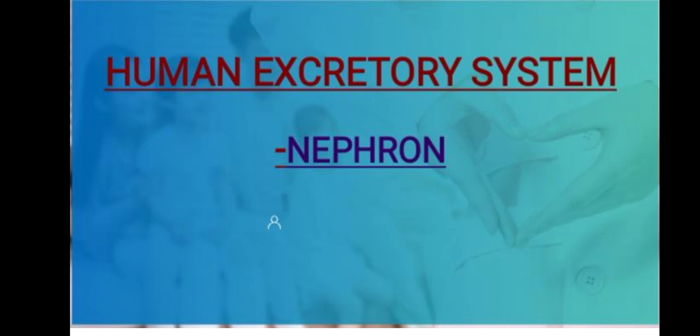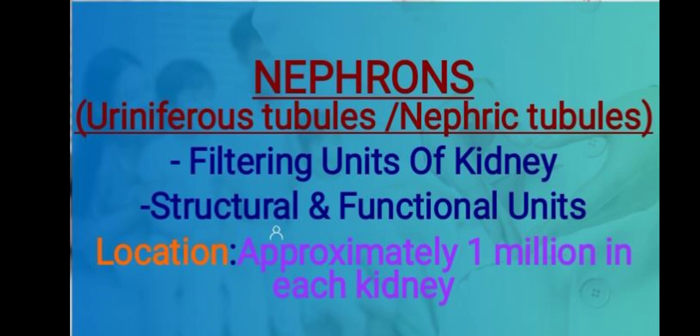In this video lesson, we are going to study about nephrons. Nephrons are also called uriniferous tubules or nephric tubules. These are the filtering units of the kidney and are also called the structural and functional units of the kidney.